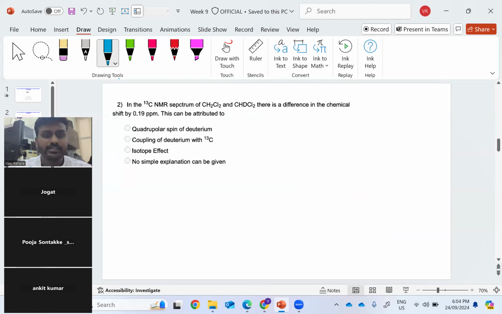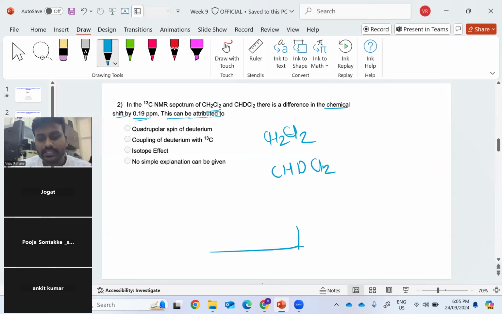Similarly, the next question is about the 13C NMR spectrum of CH2Cl2 and CHDCl2. There is a difference in the chemical shift of 0.13 ppm. This can be attributed to what? If you look at the 13C spectra, we see three lines due to the CDCl3 solvent. If DMSO is the solvent, then there will be more lines.